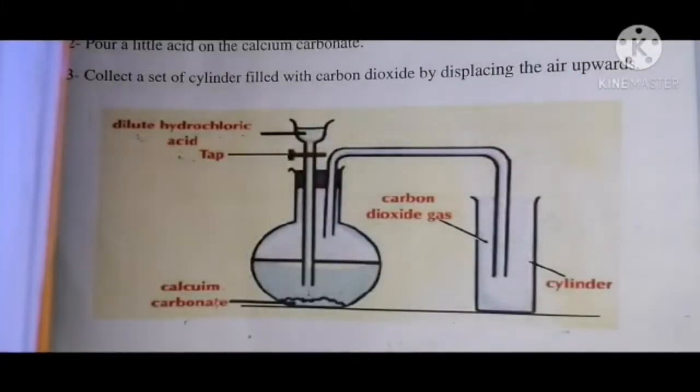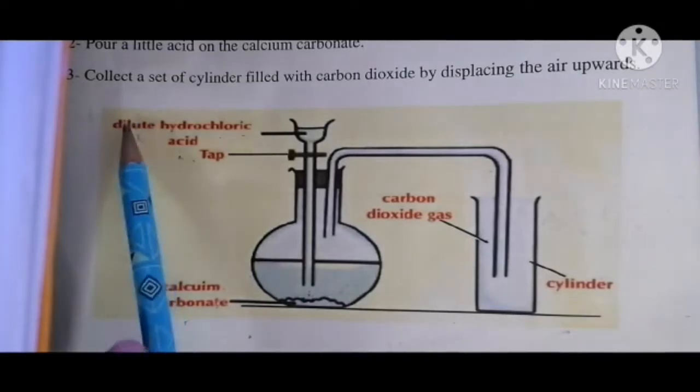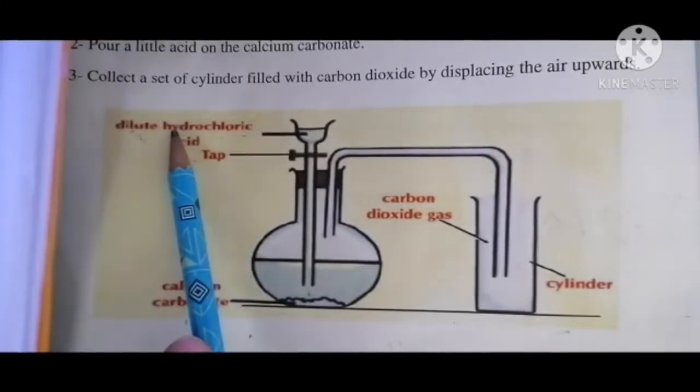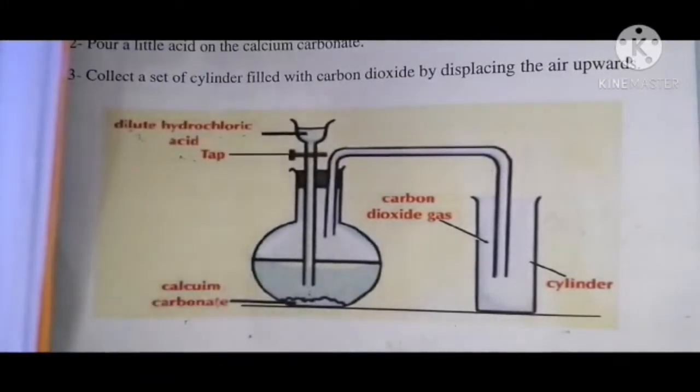How do I prepare carbon dioxide in the lab? First, carbon dioxide is present naturally in the air, but sometimes I need to prepare it in the lab for some uses that we are going to talk about later. How do I prepare carbon dioxide? I will add dilute hydrochloric acid. It is a chemical which is present in the lab.